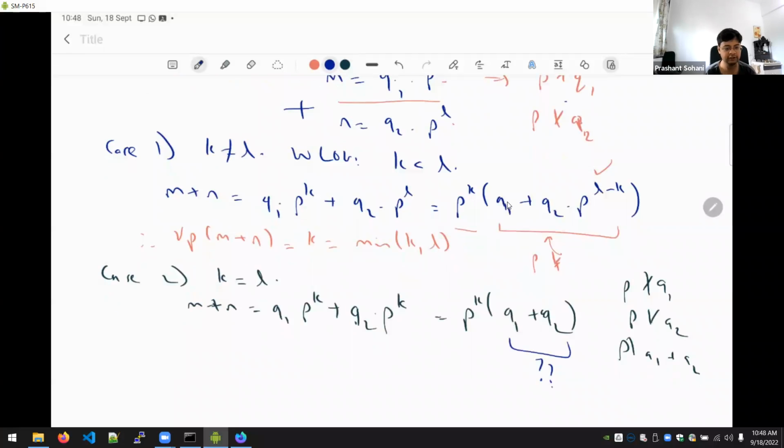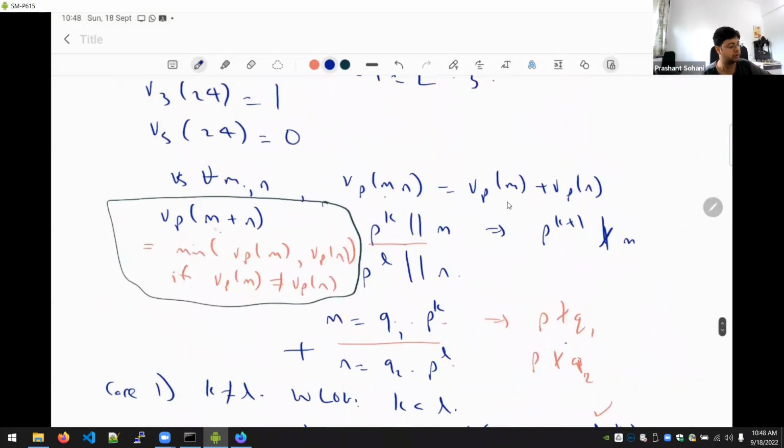But what is guaranteed again is that p raised to k definitely divides m plus n. So whatever is the VP of m plus n is at least k. It can be greater also depending on the condition of this term, right? But it will be guaranteed to be at least k. Okay, now do you follow this? So this is how the two cases have to be dealt with. If m and n have unequal VP, then you can simply take the minimum. Otherwise, the only thing we can say is that the VP is greater than or equal to the common VP.